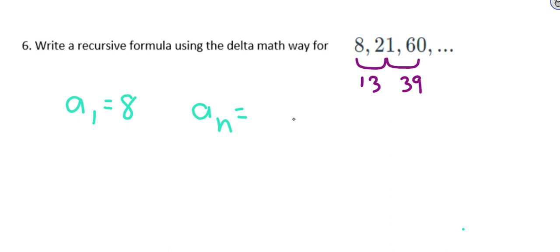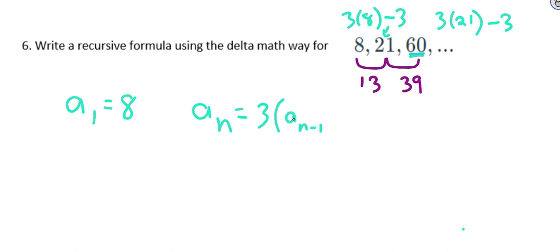So 3 times 8 is 24. Ooh, super close, right? 3 times 8 is 24. And then minus 3 gives me my 21. Let's see if that's true for 21. 3 times 21 is 63. Minus 3, bingo, that's 60. So what we're going to do for our definition is 3 times a sub n minus 1, so 3 times the term before it minus 3, and we're done.